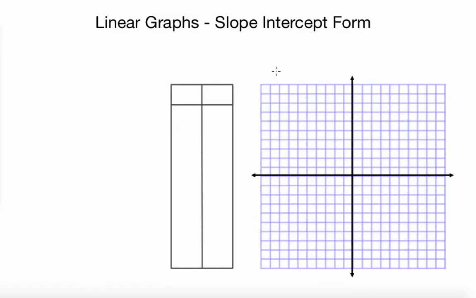Welcome to an algebra tutorial video. We are digging into the slope-intercept form of a linear equation. It's awesome, it's good stuff. So this is one of my favorite things. Slope-intercept form is simply this. It's y equals mx plus b.